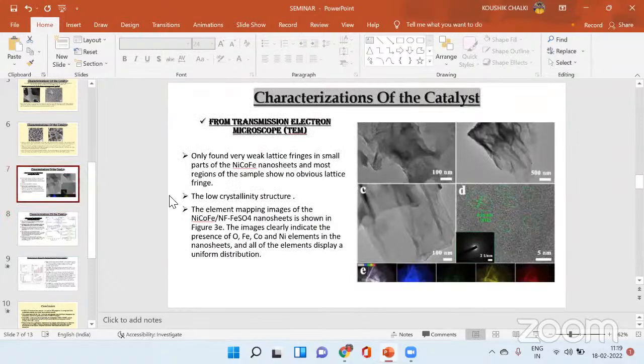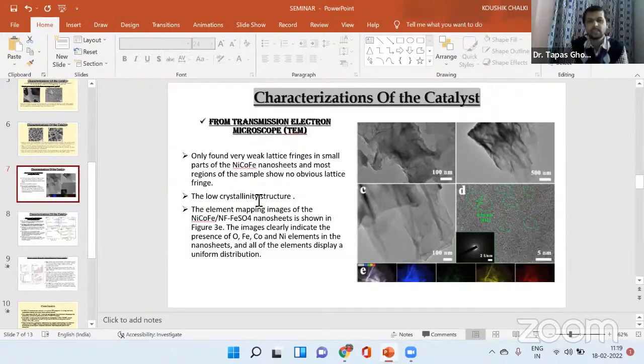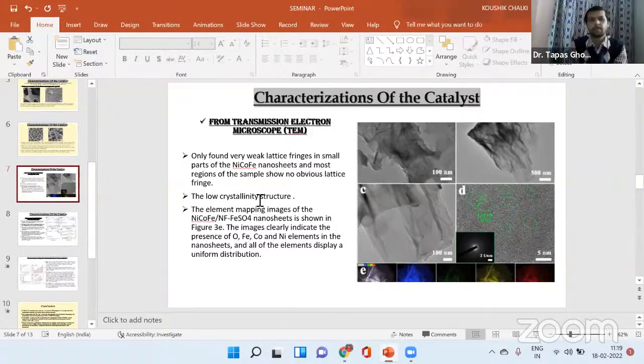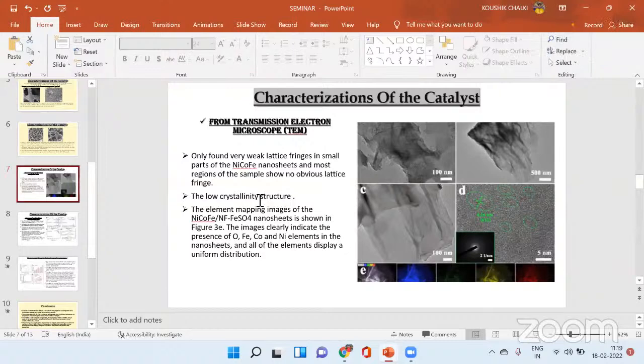Sir, what do you mean by low crystalline structure, basically? So low crystalline structure means, if the catalyst is crystallitically compact, then the surface area will be low, and its effectivity in catalysis will be less. If the crystallinity is lower, then it will effectively work, the catalysis process will be effective.